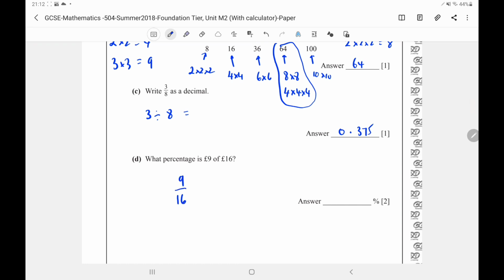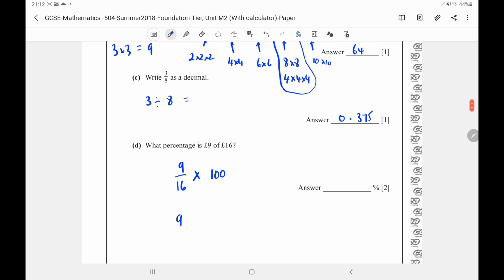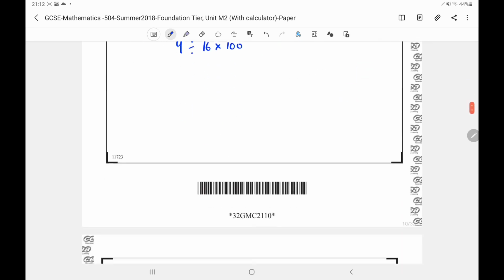What percentage of 9 is 16? Well, as a fraction, it's 9 over 16. So if you put that into the calculator and times by 100, you get your percentage. So just do 9 divided by 16 times by 100. And then when you do that in the calculator, you'll get 56.25. So leave that decimal in, 0.25.